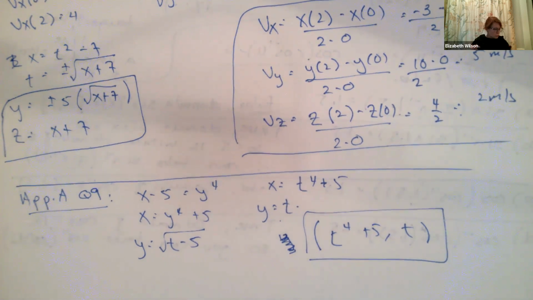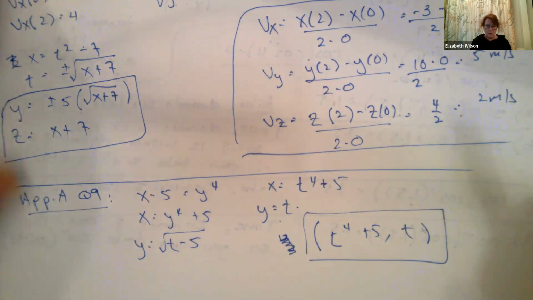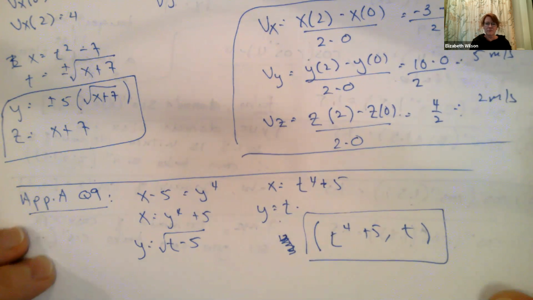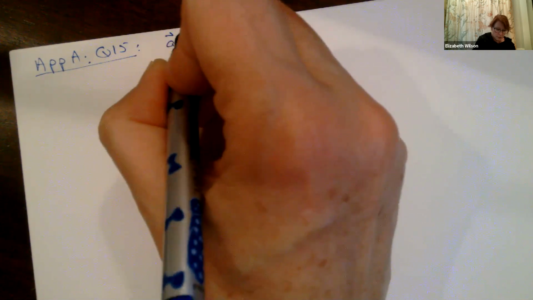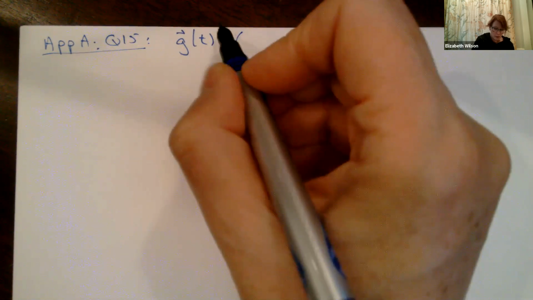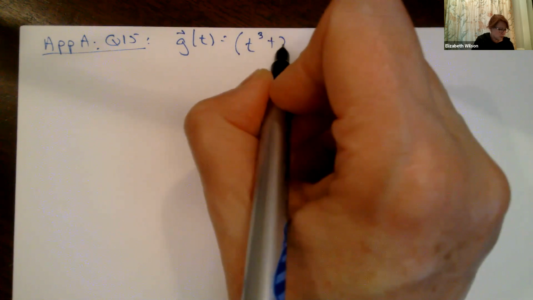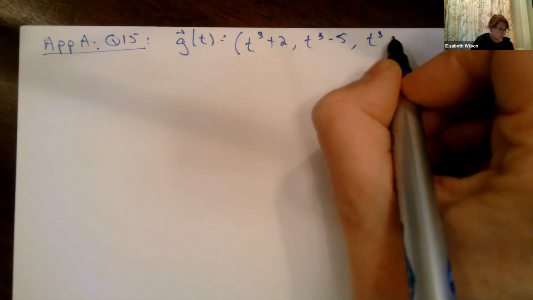Appendix A, number 15. Sure. You guys will have this. I'm going to turn the page. Question 15. All right, so if we're given g of t, this just means it's a vector function, which means it has multiple components to it. So x is t cubed plus 2, y is t cubed minus 5, and z is t cubed plus 17.